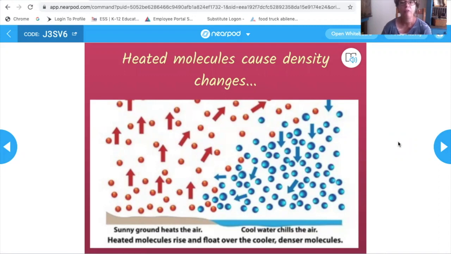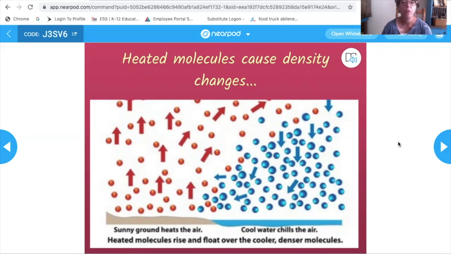All right, so if this were the air outside, as the sun's warmth heats the ground, the molecules are going to start moving faster. They're going to rise because they are lighter now. That mass of air is lighter now, so it's going to rise up.